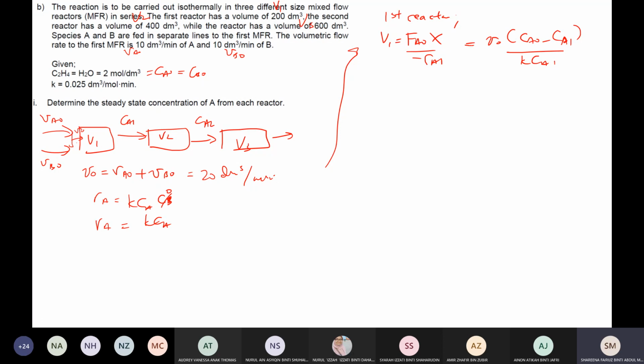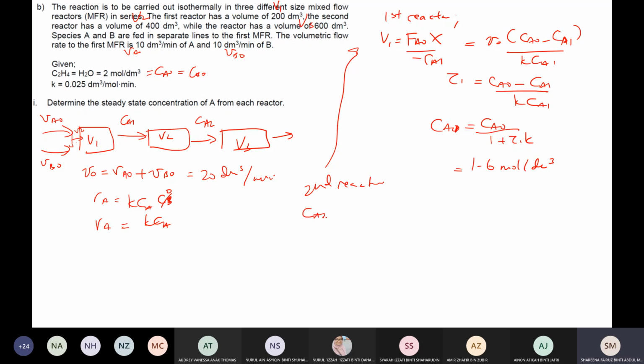Okay, so this one kita boleh rearrangekan dia, sebab kita ada information untuk dapatkan tau, simplifykan boleh, sebab kita ada V dengan V0. Okay, so from here you can get tau 1 is equals to CA0 minus CA1 over KCA1. Okay, so daripada situ you rearrangekan, you akan dapat CA1 is equal to CA0 over 1 plus tau 1K. Okay, so K pun dah diberikan, just masukkan, you akan dapat CA1 is equal to 1.1 mol over decimeter cube.